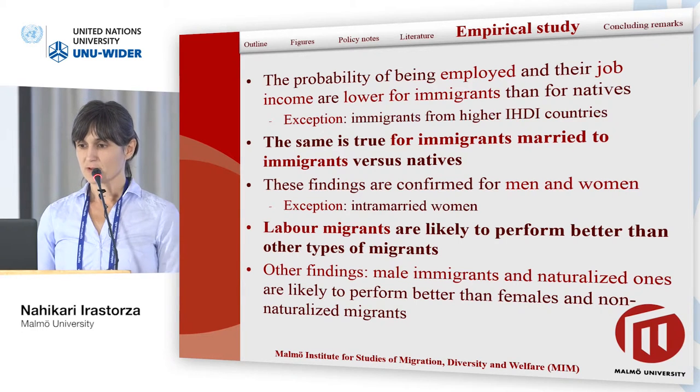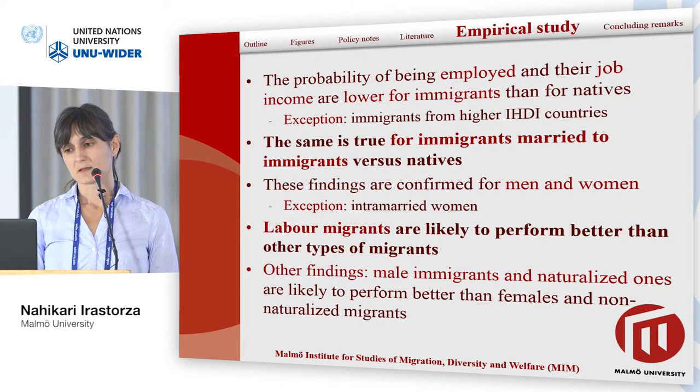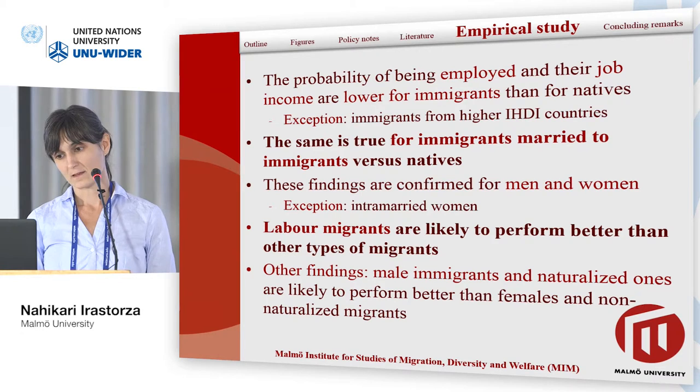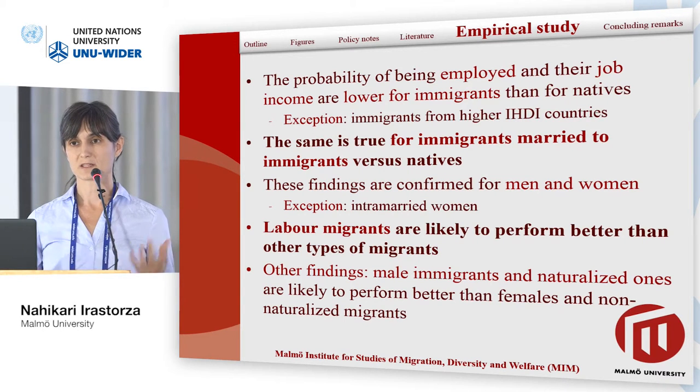As expected, we found that the probability of being employed and their job income are lower for immigrants than for natives, with the exception of immigrants from countries with a higher inequality-adjusted human development index. But there are only two countries that have a higher index than Sweden, and these are Norway and Australia. It is interesting to see that not all immigrants can be put in the same group, as some of them are actually doing better than natives.